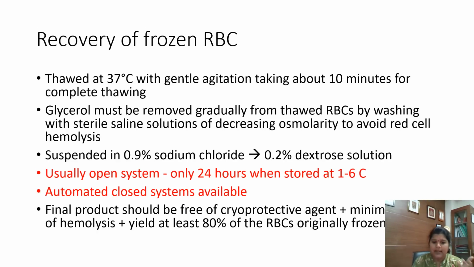The final product, the thawed RBC that is ready for transfusion, should be free of cryoprotective agent. It must have minimal amount of hemolysis and the yield should be at least 80% of the RBCs that were initially frozen.